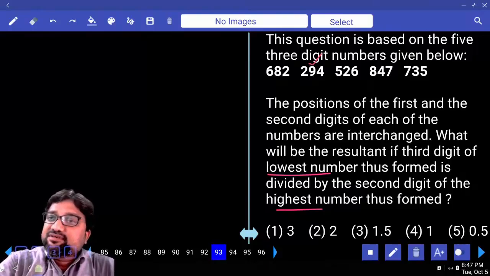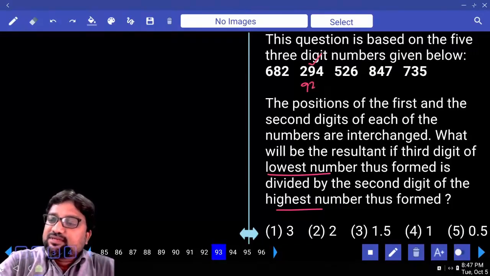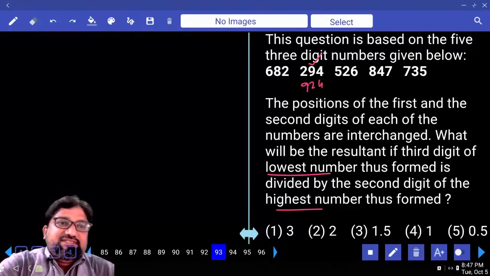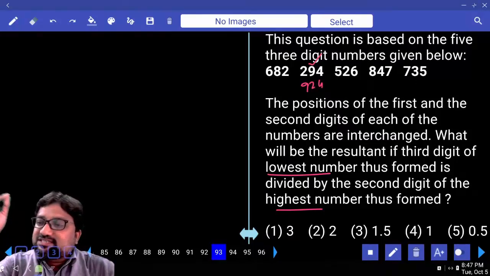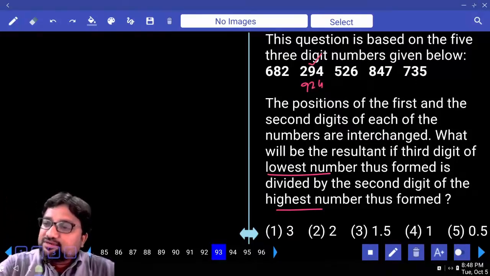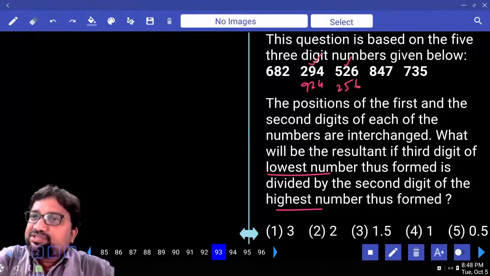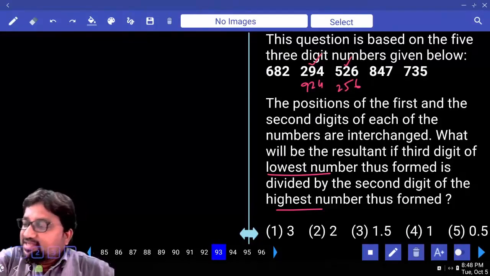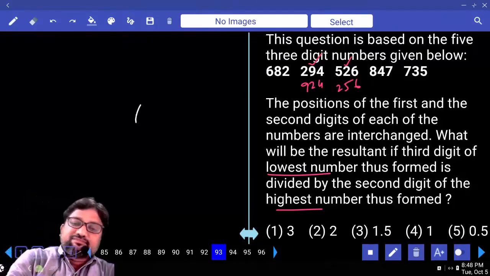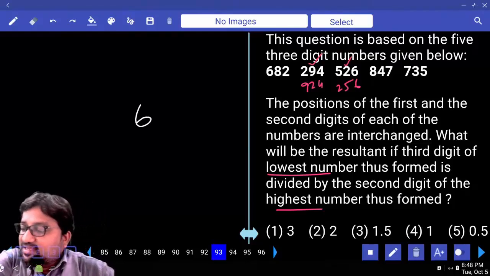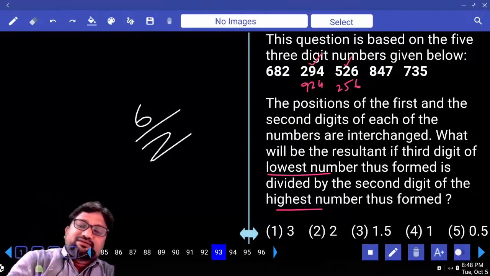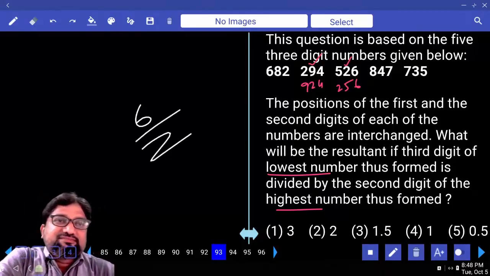So this becomes 924. Second digit, the lowest digit. What is the second lowest digit? So this becomes 256. The highest number is 924, the lowest number is 256. The third digit of the lowest number is 6, and the second digit of the highest number is 2. What's your answer? 3.